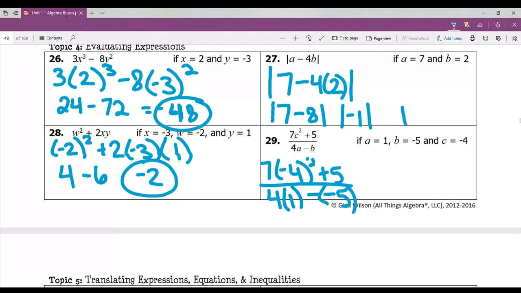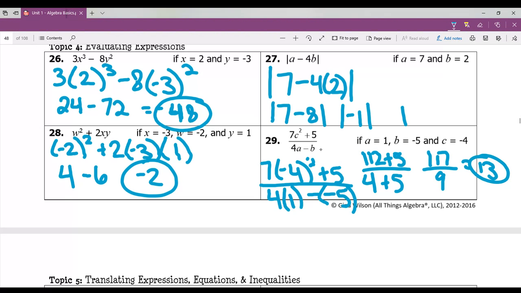Okay. On top, negative 4 squared is 16, positive. 16 times 7 gets me 112 plus 5. And on the bottom, I've got 4 times 1 is 4. Negative negative 5, that's really going to be plus 5. So I'm going to get 117 over 9. We end up with 13.